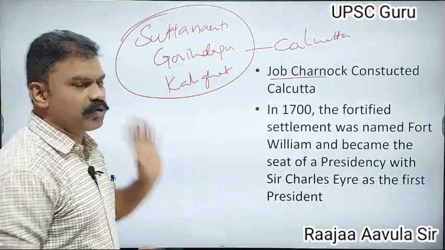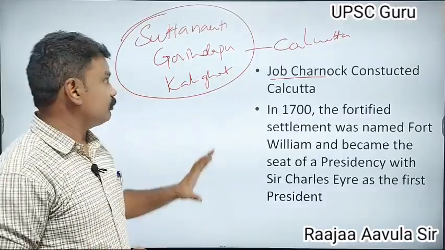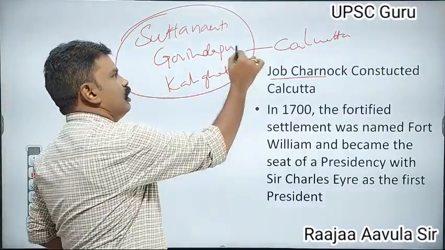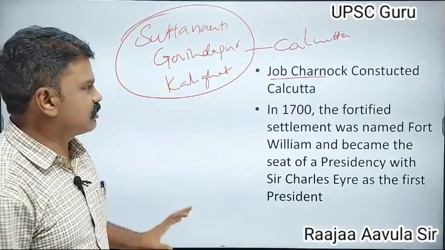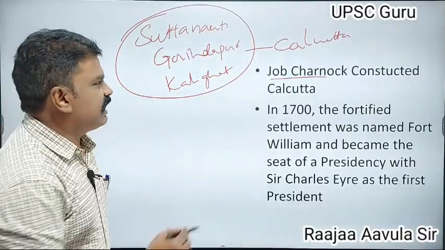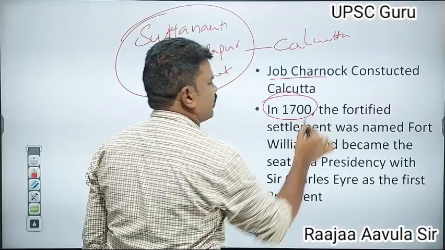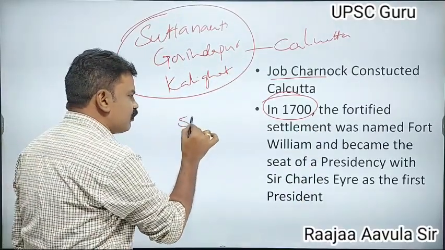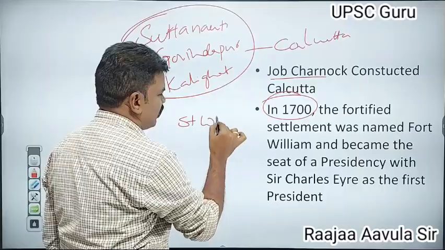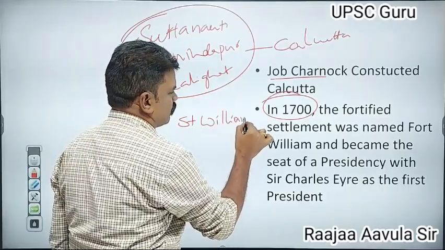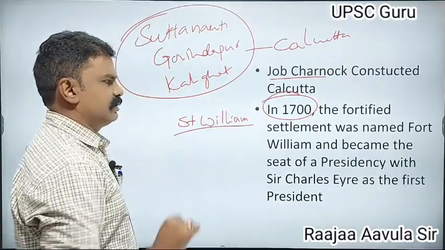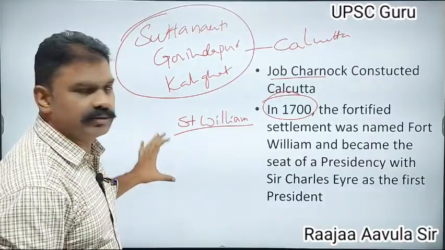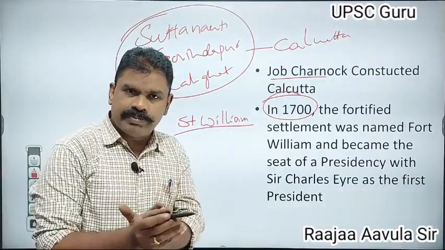Job Charnock was the founder of Calcutta. Calcutta is a combination of Sutanati, Govindapur and Kalighat, these three areas. By 1700, Job Charnock constructed a fort, that is St. William Fort, at Calcutta. This St. William Fort became the seat of the presidency.